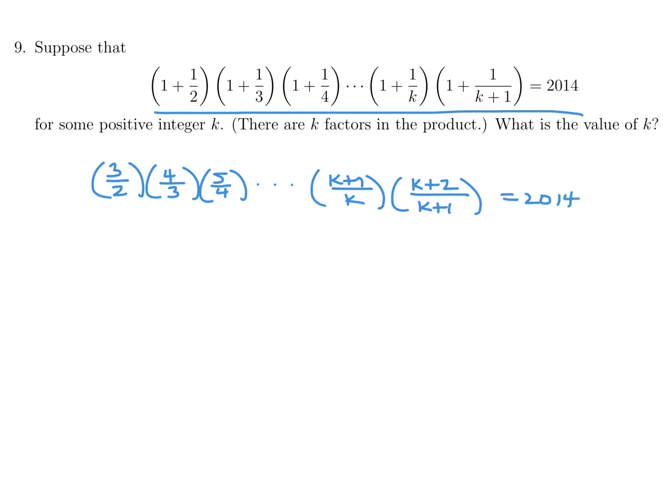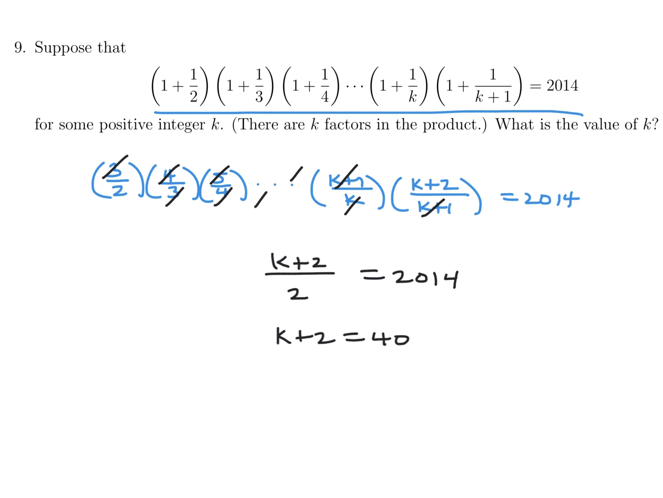So you'll notice that these will all cancel. That will cancel with that, that will cancel with that, and that will eventually cancel with something here. That will cancel with the k. This will cancel with that. Everything gets canceled, and the only thing left at the end is the k plus 2 and the 2. So that's how you can cancel everything to come up with the answer. So k plus 2 is 4028. So k is 4026.